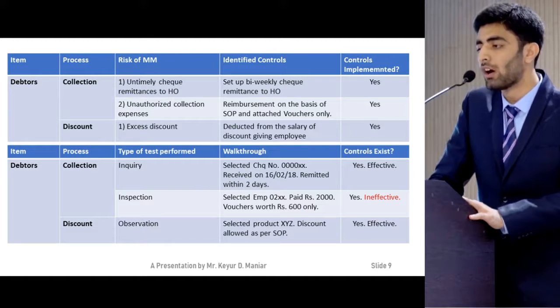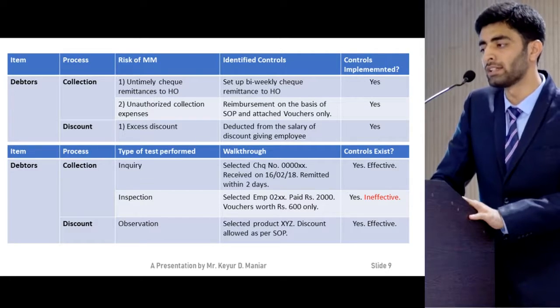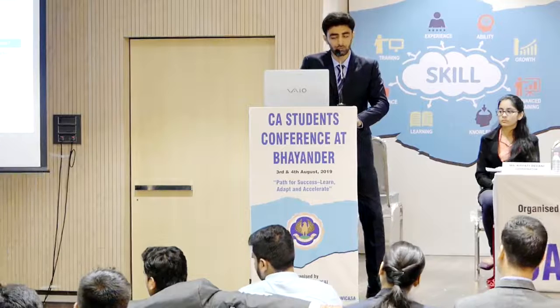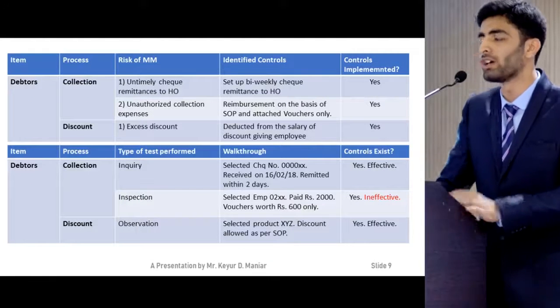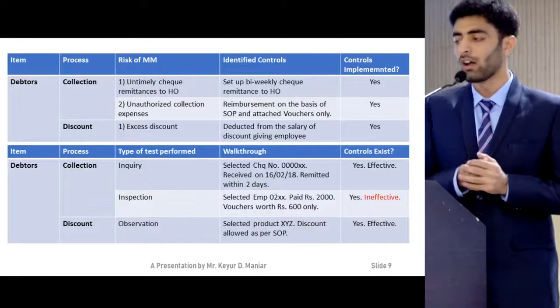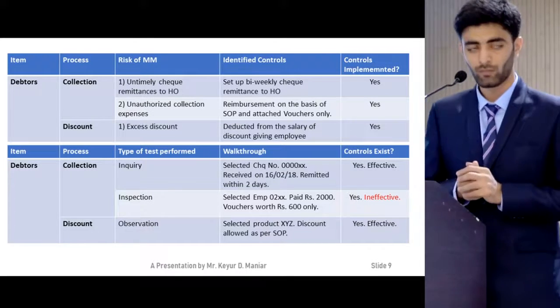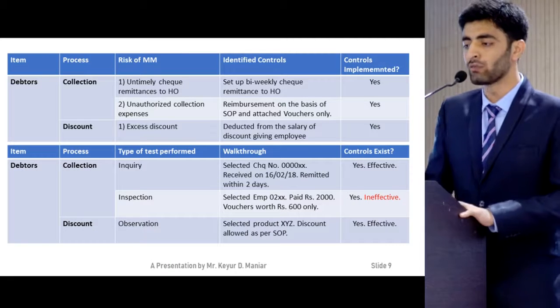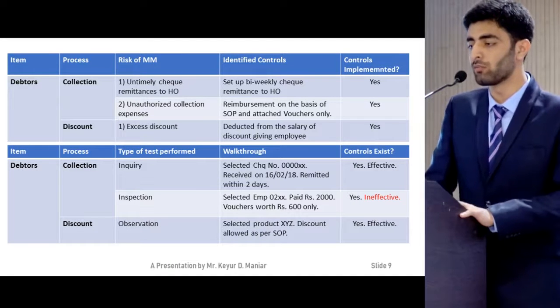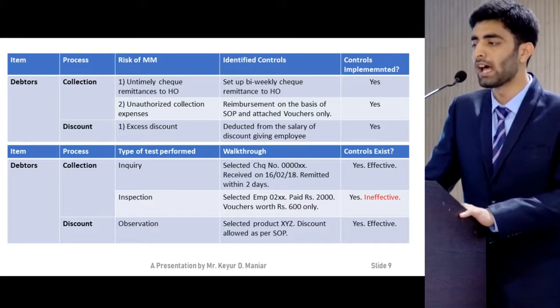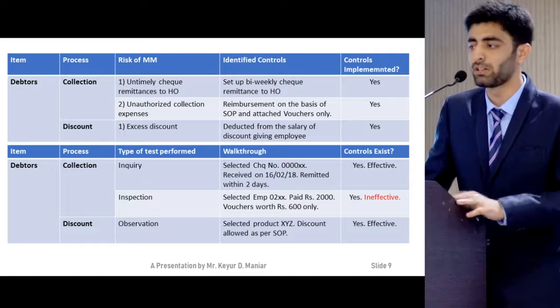Next, there's another problem in the collection of unauthorized collection expense, for which we carry out inspection procedures. Now for the walkthrough, we have selected employee 02XX. We had paid rupees 2000 to him, and the vouchers that he had submitted to us were worth rupees 600 only. So in this case, we can say that yes, there are controls in place, but they are not effective. They are ineffective. Next, similarly, for the discount risk of material misstatement, we can perform the observation test and select a product and discount allowed as per the SOP.